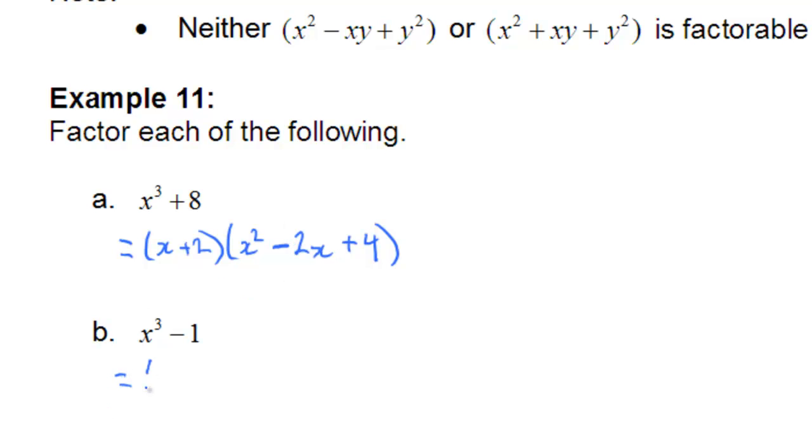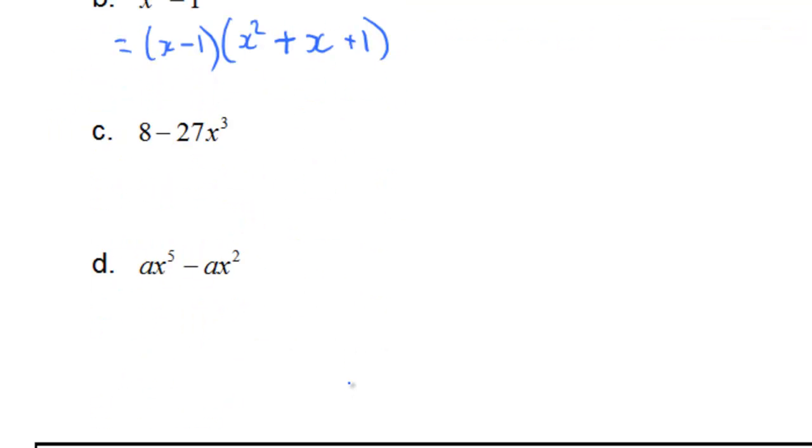So for this one we get x minus 1, cube root of each, square the first, opposite of the product, square the last. So we'll go to C then. These are two things that are cubed. 8 is 2 cubed. 27x cubed is 3x when we take the cube root. Square the first, opposite of the product, square the last. And so that's that one.